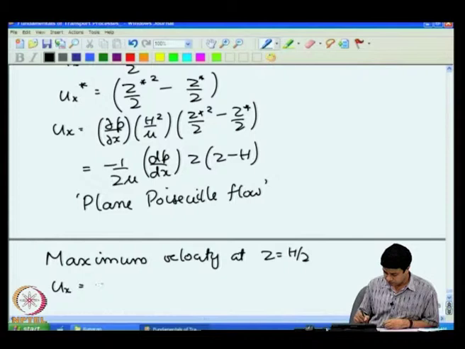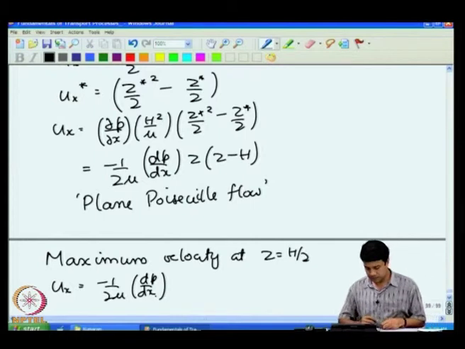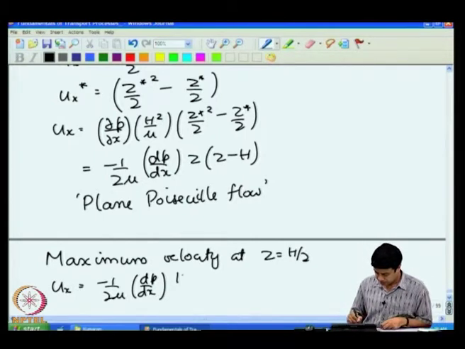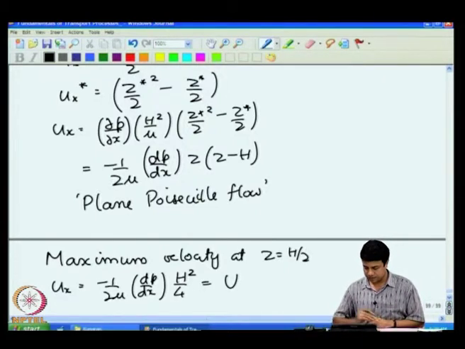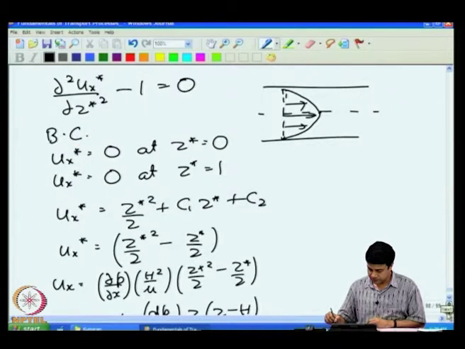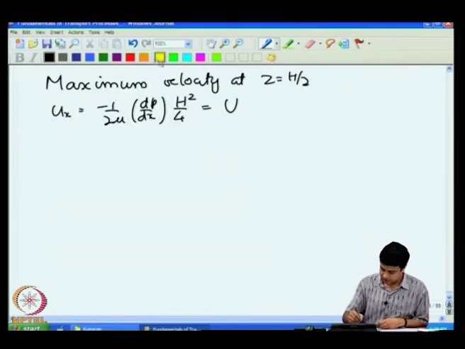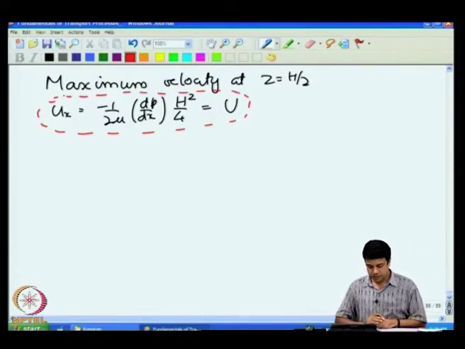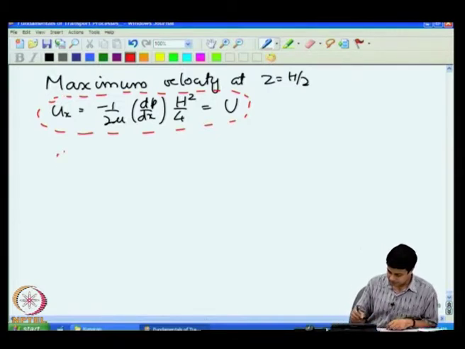So, ux will be equal to minus 1 over 2 mu into dp by dx, okay, into h square by 4, okay, which is equal to the velocity u at the center of the channel. So, this is the maximum velocity, okay. At the center of the channel, the maximum velocity u is given in terms of the pressure gradient by this expression. Okay. So, I could also express the velocity ux in terms of the velocity at the center of the channel, the maximum velocity. Okay.